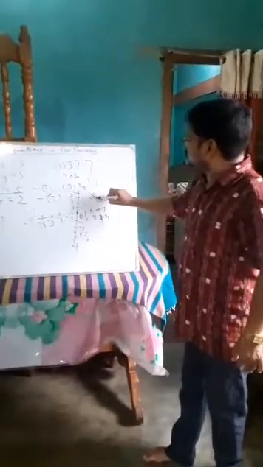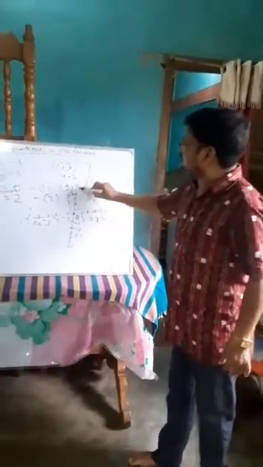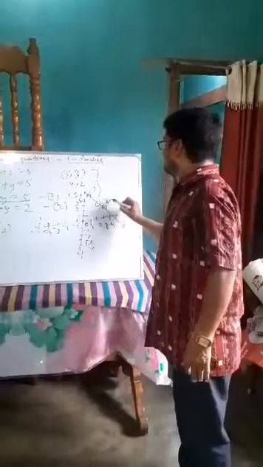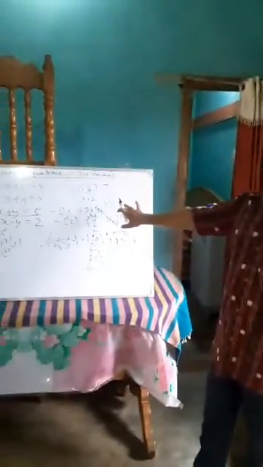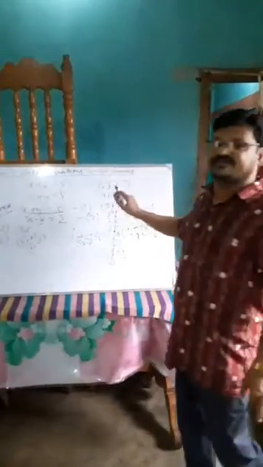So when you join these points, you will get a straight line. This is the equation which I have taken, x plus y equal to 5, which is a linear equation that forms a straight line. When it is represented graphically, it will form a straight line.